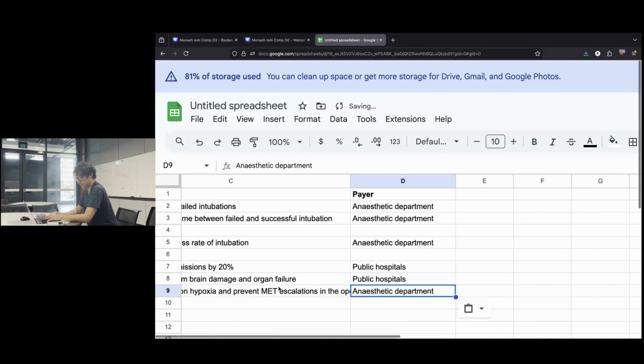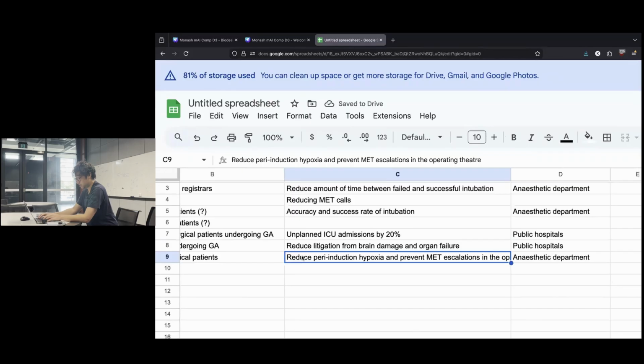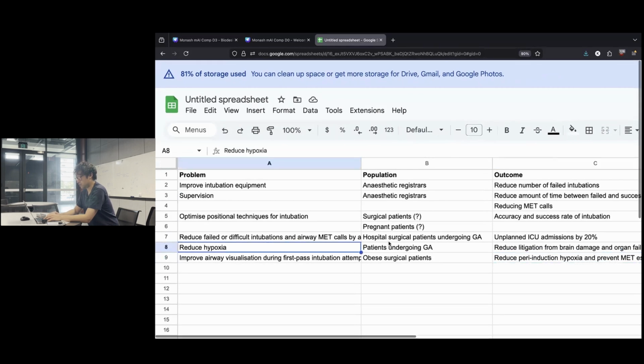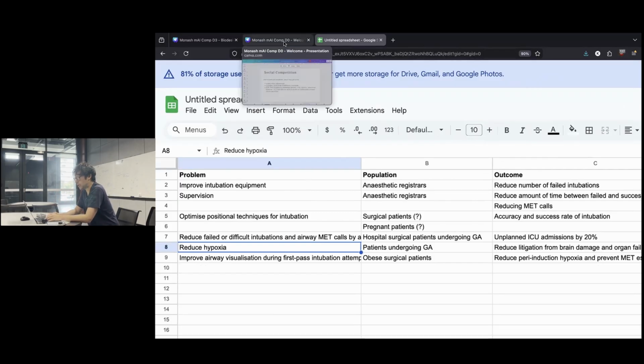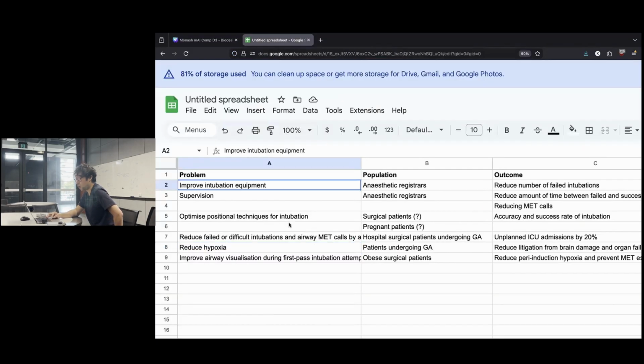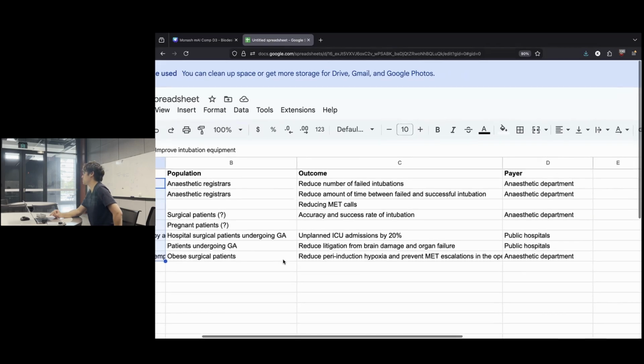So I think one of the best ways that I found to teach this stuff is to run through each one and give feedback on how you can improve it, right? So let's take a look at what we have. The first thing is let's take a look at all the potential directions that people went in, right? Even though we have the same stem, an anesthetic registrar struggles to intubate a patient, leading to a met call, we can see how broad the different problems and populations and outcomes and payers that people identified were, right?